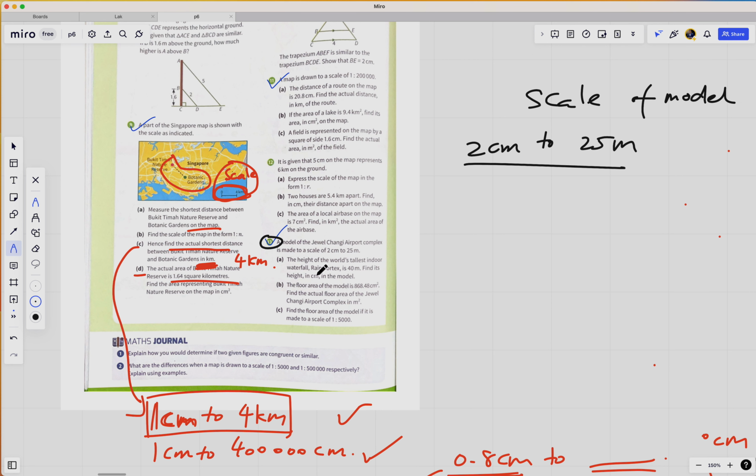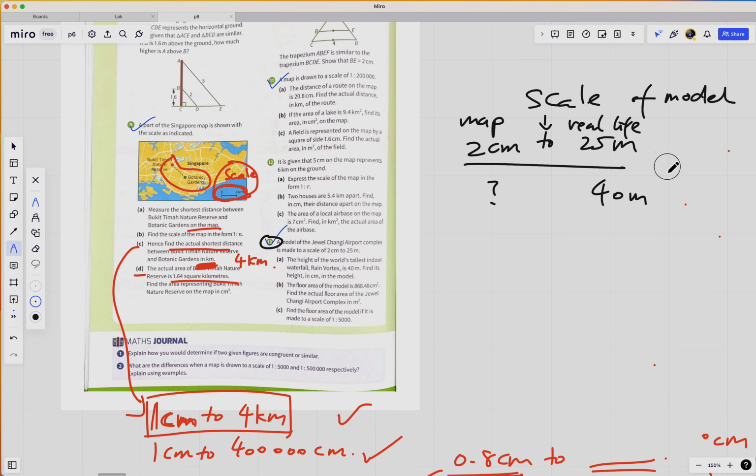Now they say the Rain Vortex is 40 meter. So you put the 40 meter on this side, because 40 meter matches with the 25 meter. It can't be here, because the 40 meter in the question is the real life height. So you have to put the 40 meter on the real life side. The 2 is the model, and this one is real life. That's why I put the 40 meter here, not here. Once you put the 40 meter here, the question is, what's the question mark?